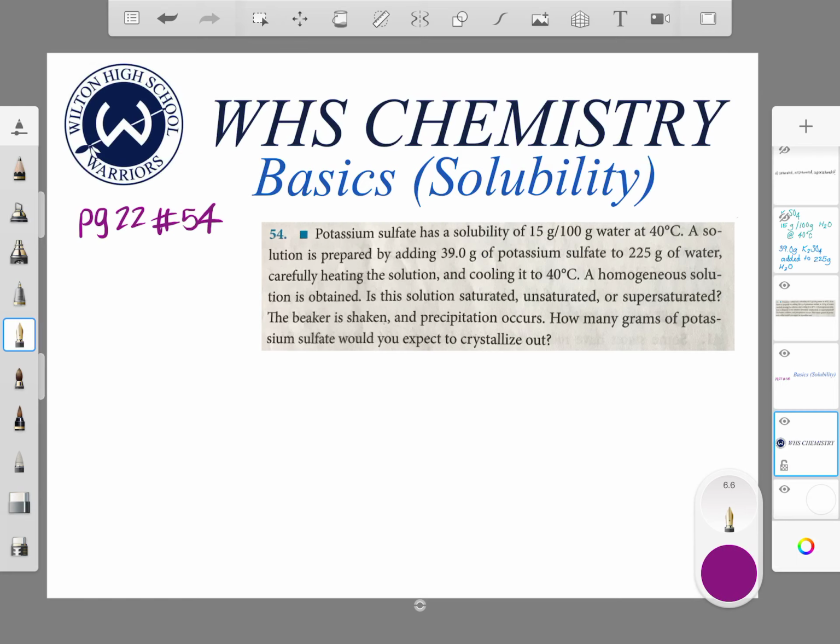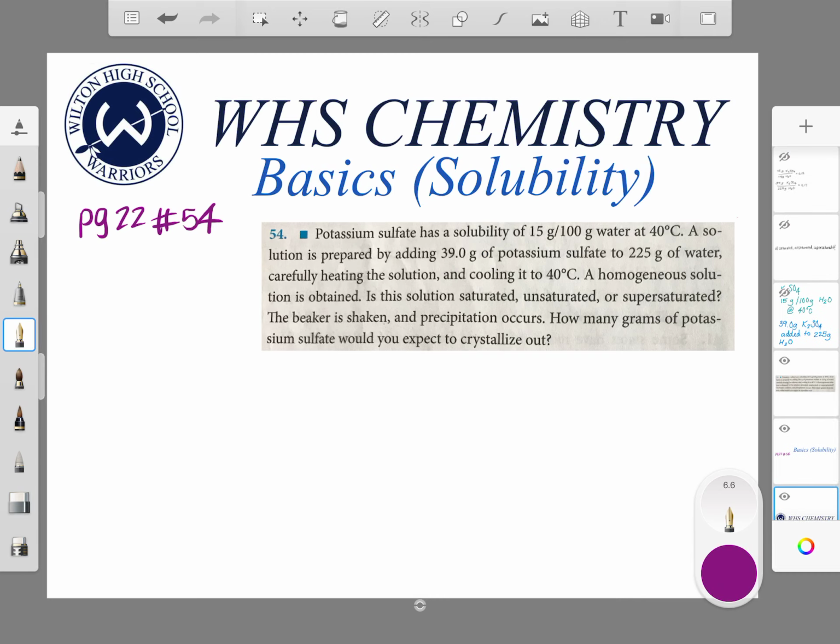So the problem reads, potassium sulfate has a solubility of 15 grams per 100 grams of water at 40 degrees Celsius. A solution is prepared by adding 39.0 grams of potassium sulfate to 225 grams of water, carefully heating the solution and cooling it to 40 degrees Celsius. A homogeneous solution is obtained. Is this solution saturated, unsaturated, or supersaturated? The beaker is shaken and a precipitation occurs. How many grams of potassium sulfate would you expect to crystallize out?